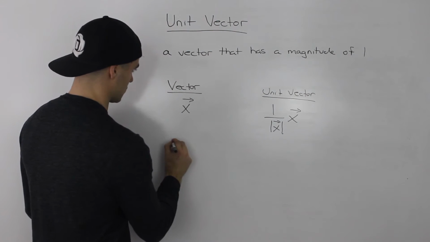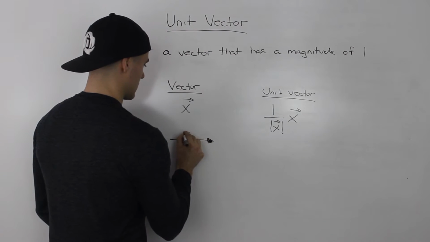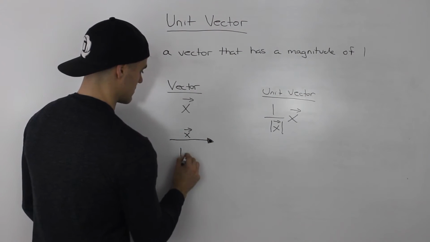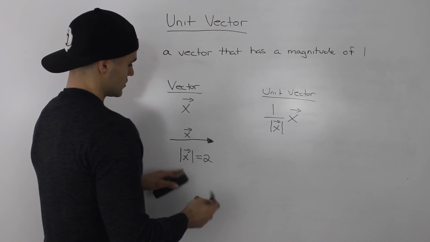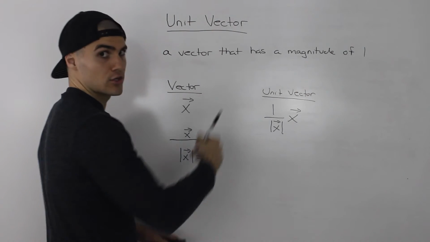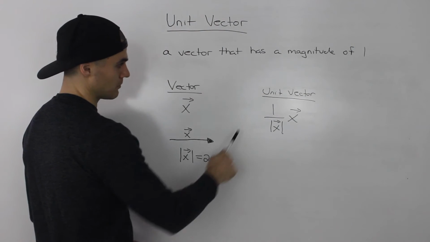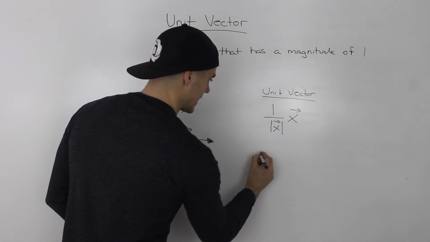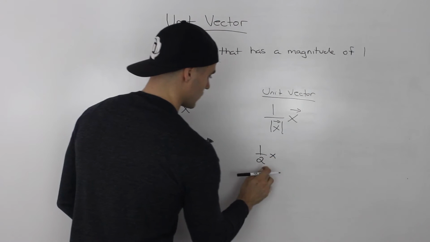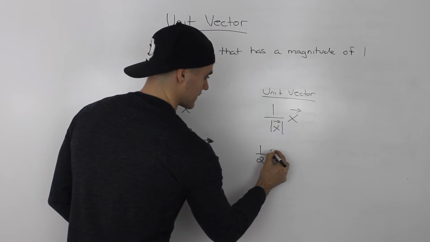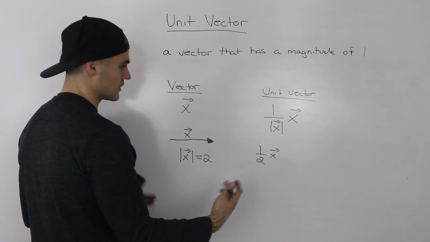So for example, let's show this in a diagram. Let's say that we're given a vector here. Let's say this is x. And let's say the magnitude of x is equal to 2. So since the magnitude is equal to 2, it's definitely not a unit vector. So to convert it to a unit vector, we would just multiply this vector by 1 over the magnitude. So we would take this vector x and multiply it by 1 over 2, where 2 is the magnitude of x. 1 over 2, that scalar multiplied by the original vector. And that would give us a unit vector.